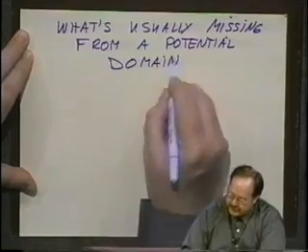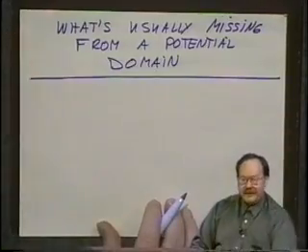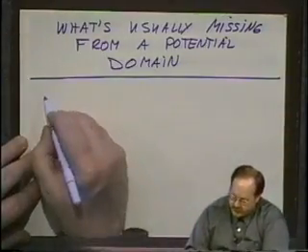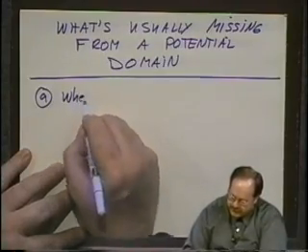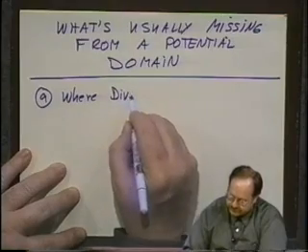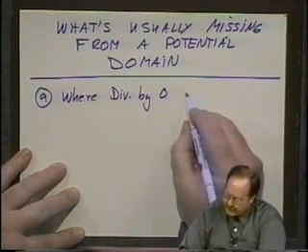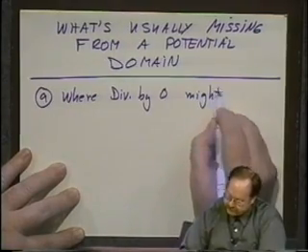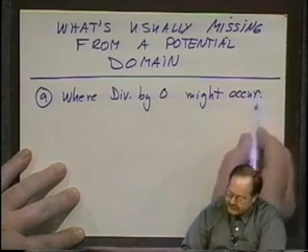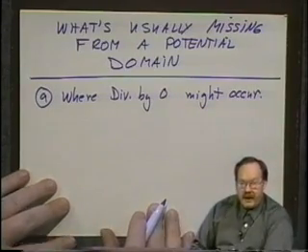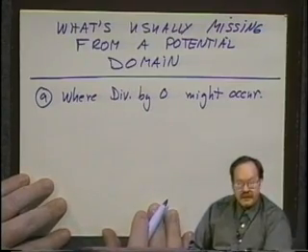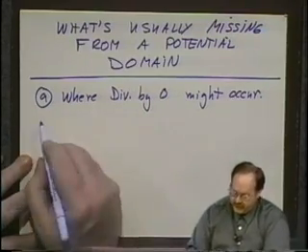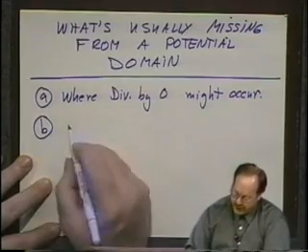Of course, the real numbers is the largest possible potential domain. What would usually be missing? Well, where division by 0 might occur. That was the case for the function 1 over x. We have to throw the x values out that would make that division by 0 occur. In that case, it's simply x equals 0.